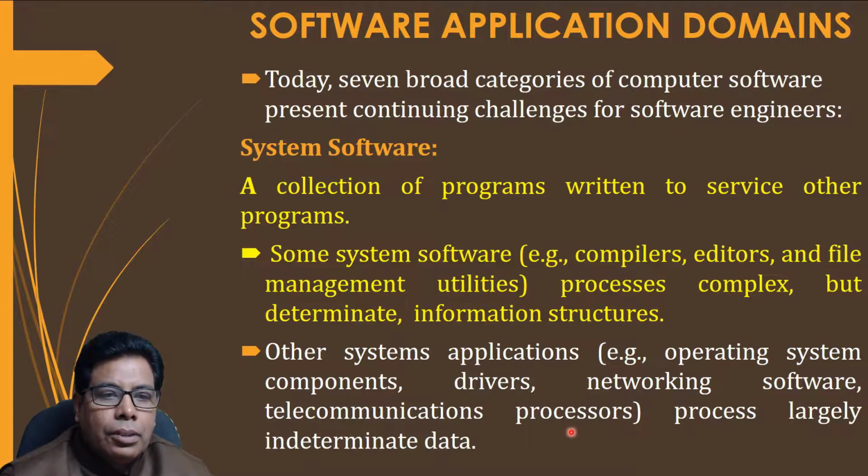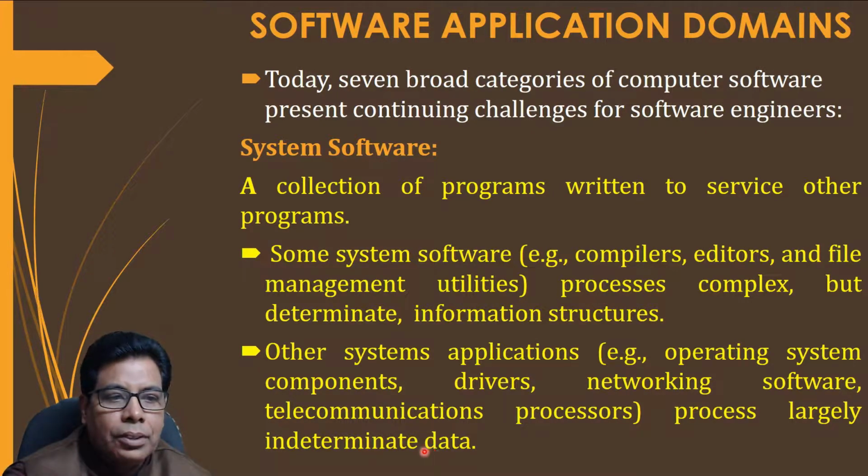These system software process complex but determinate information structures. Here a number of information structures are used and they are complex in nature, but they are being used by the system software. Then other system applications, for example operating system components, drivers, networking software, telecommunication processors, process largely indeterminate data. So here the data is determinate, here it is indeterminate. That means it will be changing and every time there will be a lot of unpredictable data.